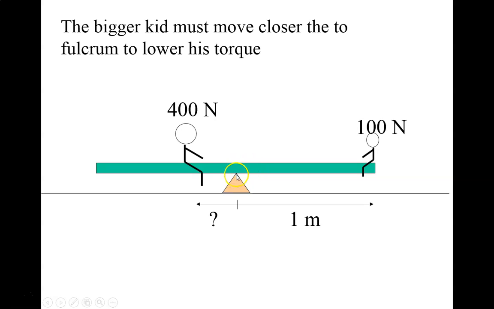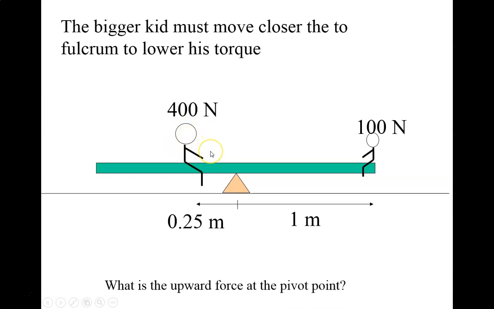And so let's see exactly how far away he's got to be. So 1 times 100 gives me 100. What can I multiply 400 by to get 100? 0.25. So notice that this guy has 4 times the distance, and this guy has 4 times the force, and that's how they balance. That's how they balance.